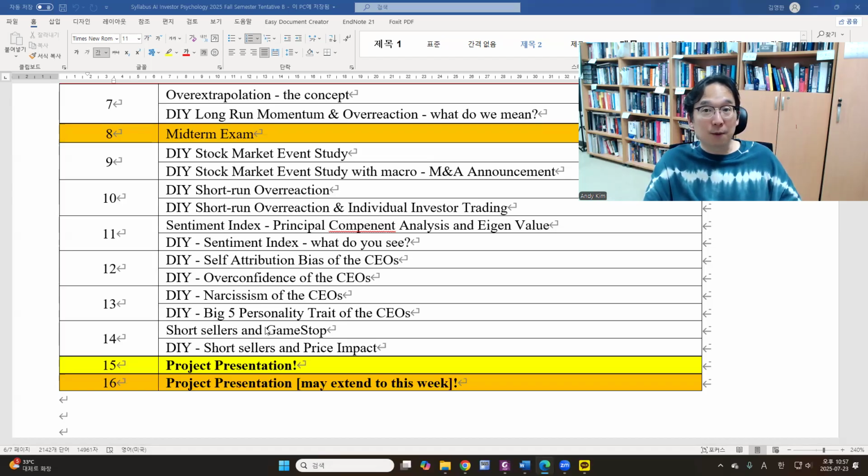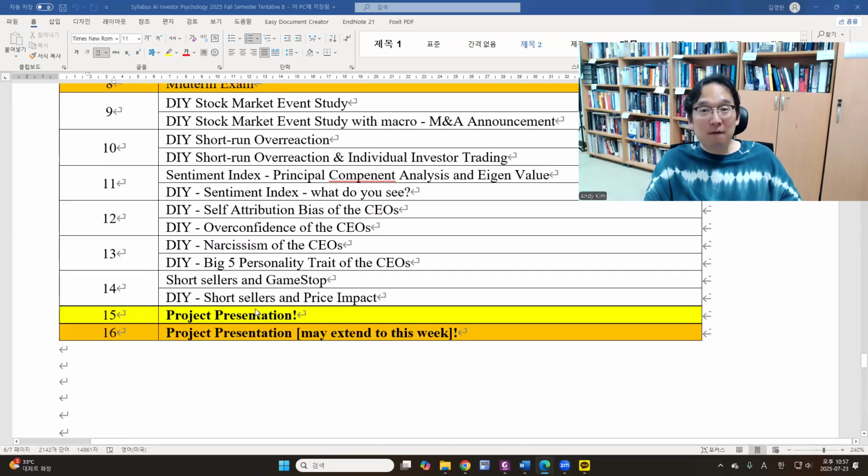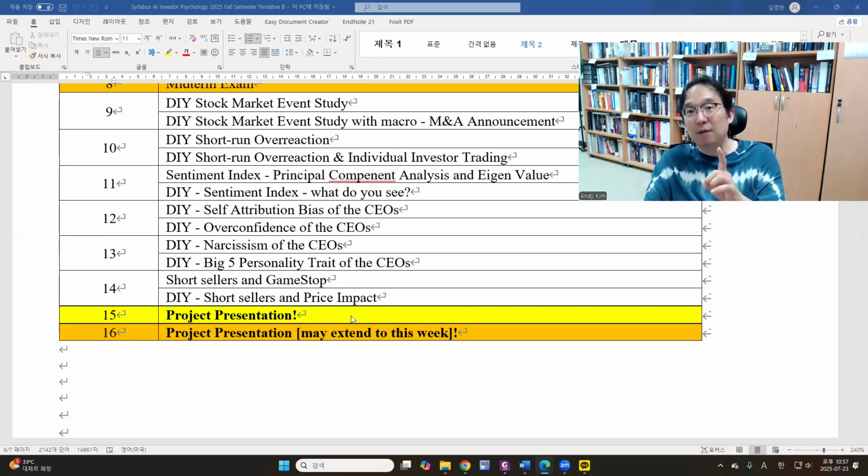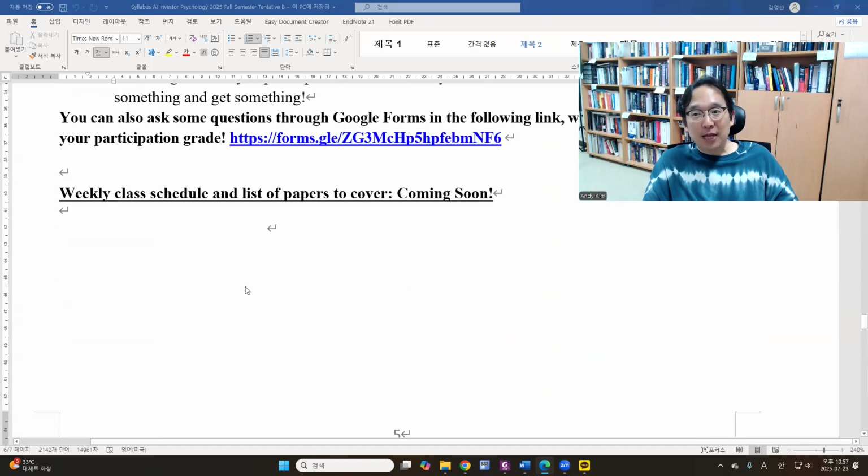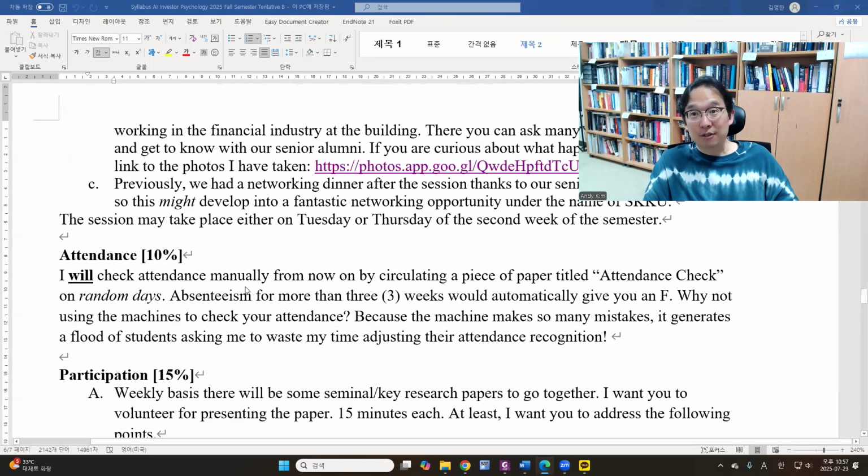And then narcissism and big five personality traits and things like that. A lot of fun things are there. And then short sellers and price impact. The fun thing about Korean data is that we have the identifiers for short selling volume. In American data, they don't have it, but we have it. And then microstructure-level data, I'm going to share a little bit of it so that you can have some taste of that. So that's our ambitious goal in our class.